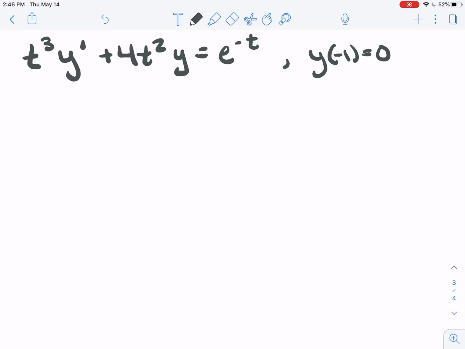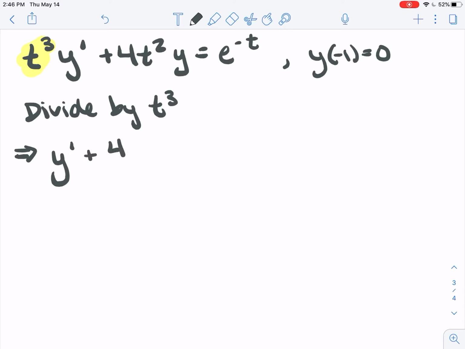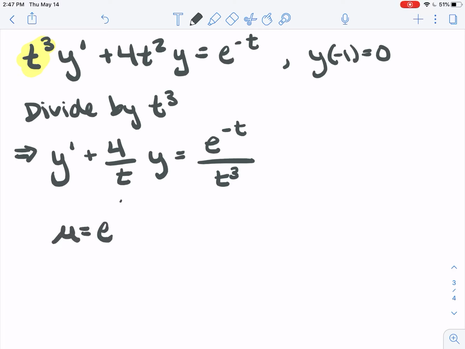Now again, for the method of integrating factors, we have to have this in the right form, which means the coefficient of the y prime has to be a 1. So we've got to first divide through by t cubed, just to get it in the right form. And that'll give us y prime plus 4 over t y equals e to the minus t over t cubed.